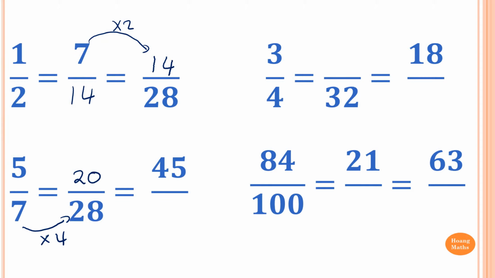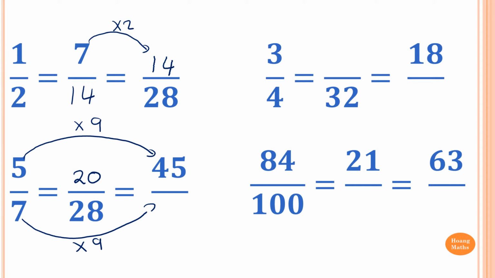Then 45. Now to get 45, 20 to 45 is too hard. It's a fraction. So therefore, we know that from 5 to 45, we times this by 9. 9 times 5 is 45. So therefore, to get the number down the bottom, we need to go from 7 to this number. We times by 9 as well. So 7 times 9 is equal to 63.